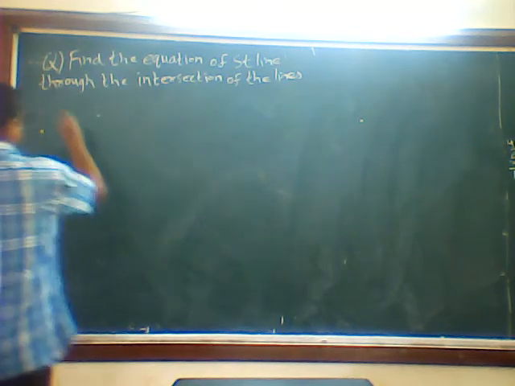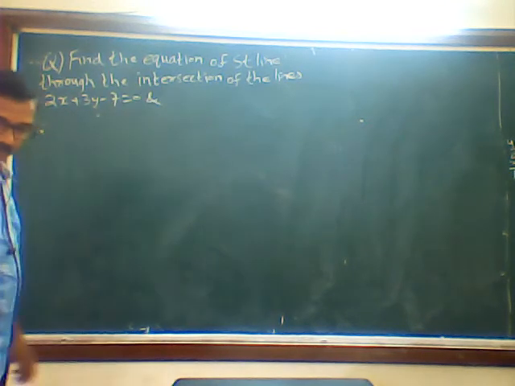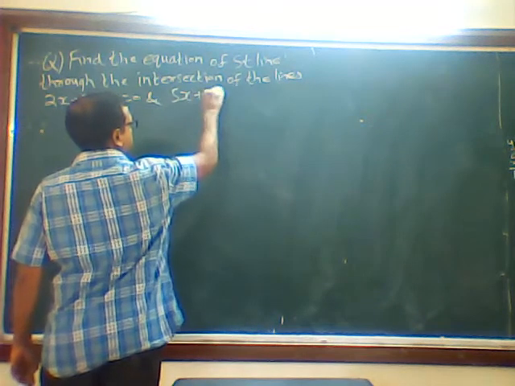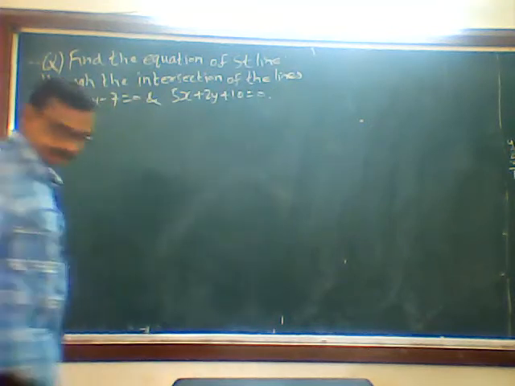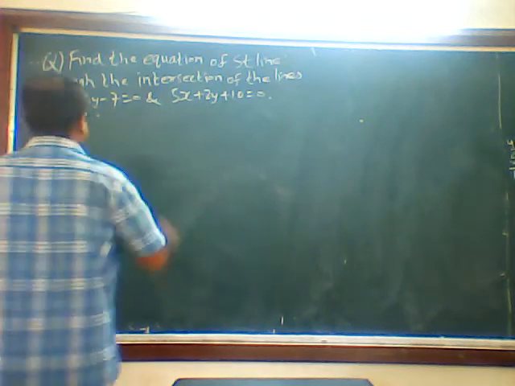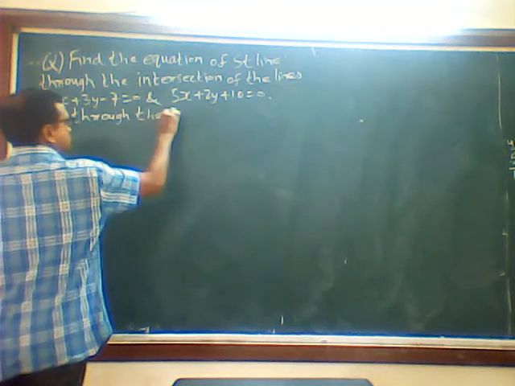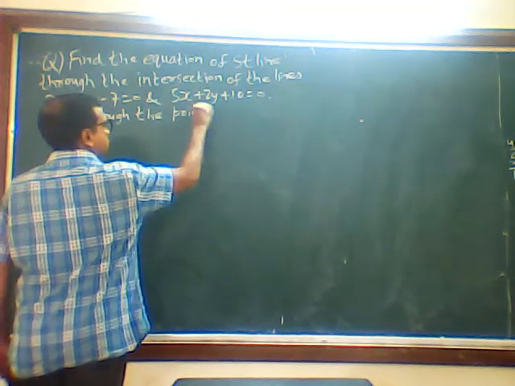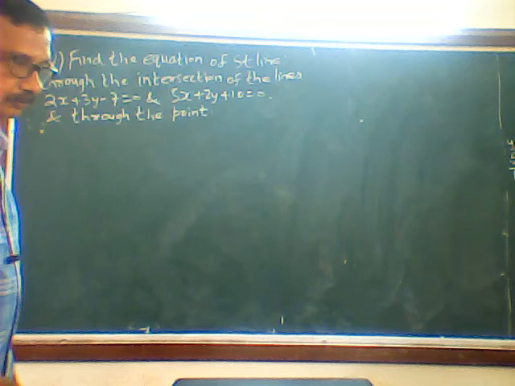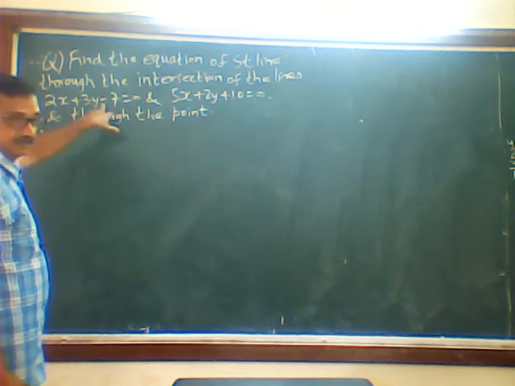2x plus 3y minus 7 is equal to 0 and 5x plus 2y plus 10 is equal to 0, and through the point. So what we have asked is the equation of the straight line passing through the intersection of the lines and through the point.